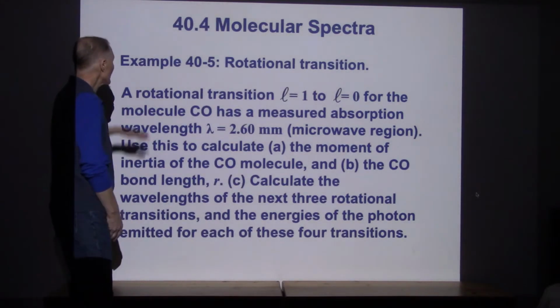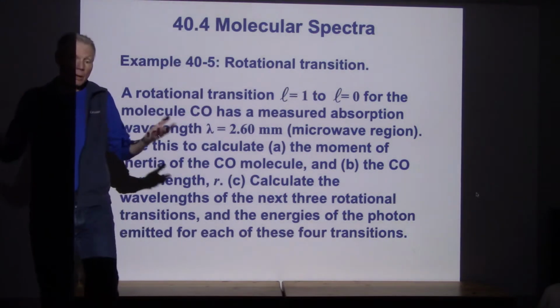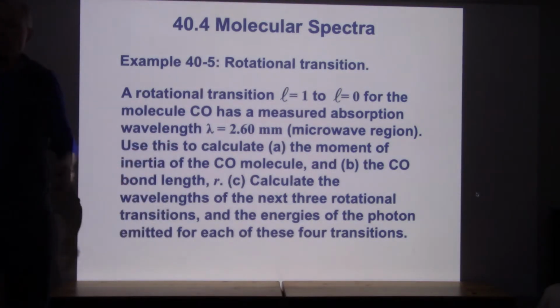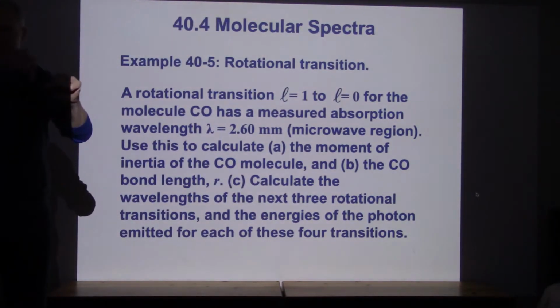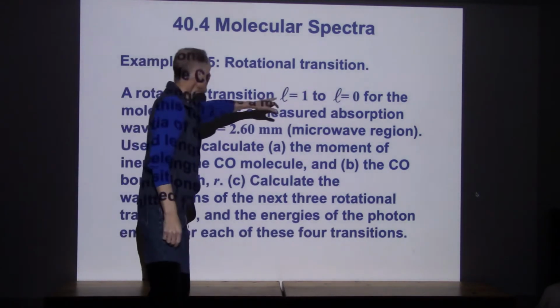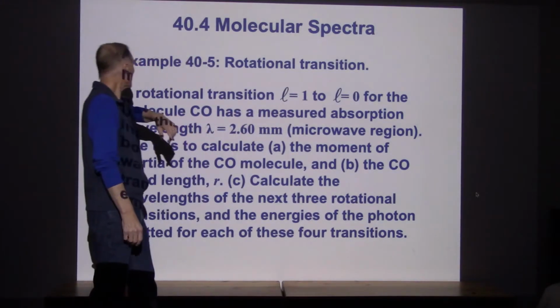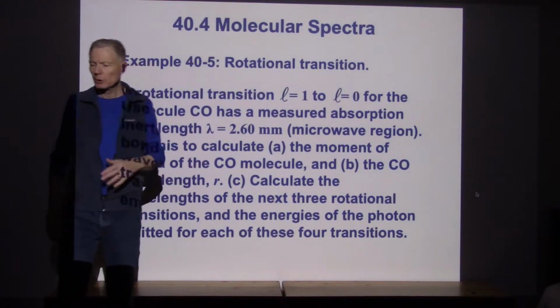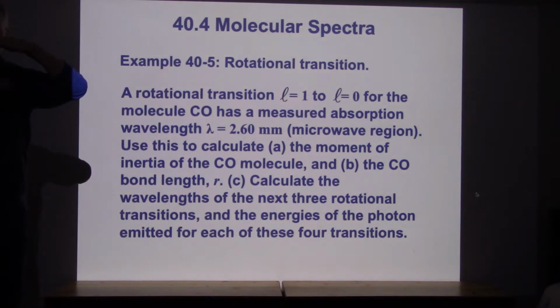Now, the example that they've given us is with carbon monoxide. In a carbon monoxide molecule, it's diatomic. I've got a carbon nucleus and an oxygen nucleus, and there's a certain bond length between those two. We are looking specifically at the L equals 1 to L equals 0 transition, so we're looking for that lowest energy spacing between the ground state and the first excited state.